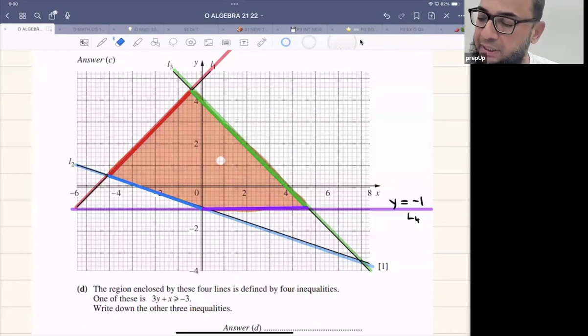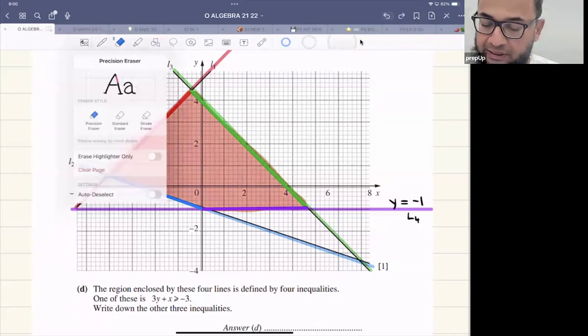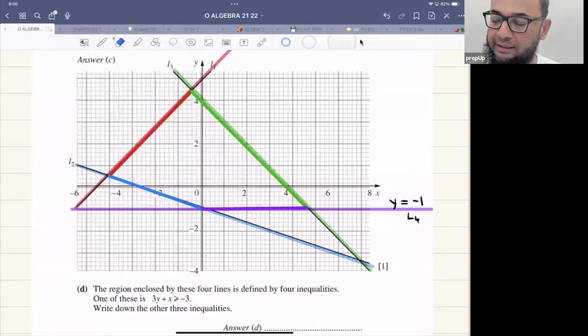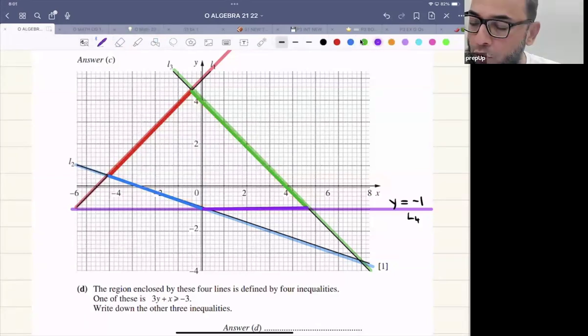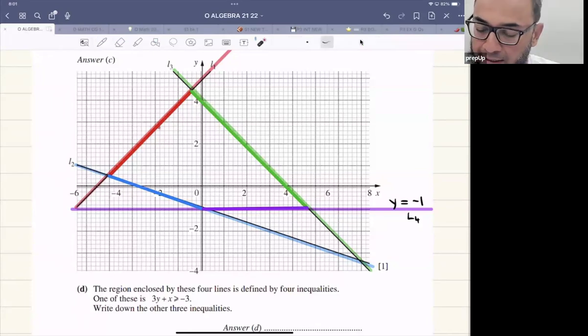Let me just erase this shading. Okay. So let me just completely erase this. Stroke eraser, that thing is there. Now it's below the red line. It's below.